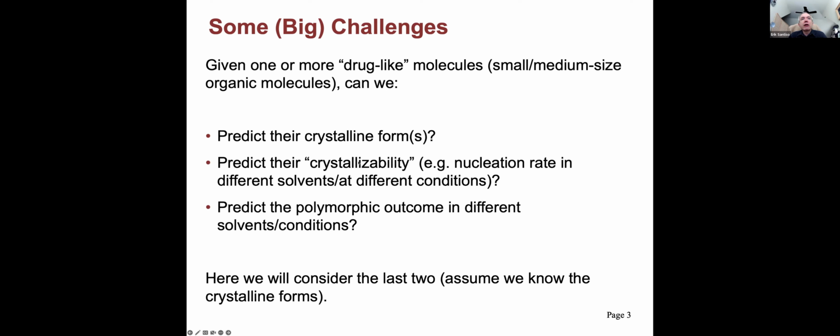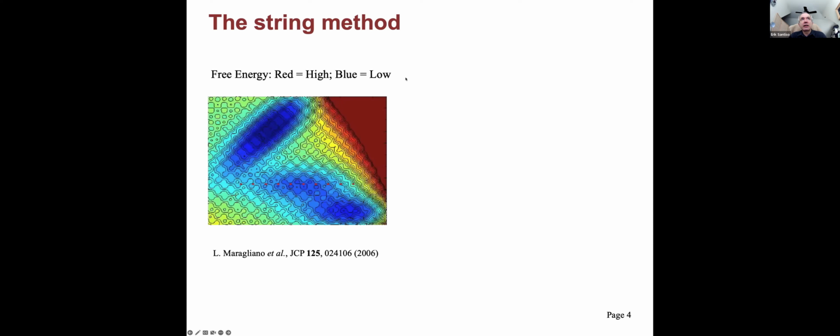So we're going to be talking about these two problems, and the method that we use to do this is the string method in collective variables, which you may have heard of. And the idea here is that we have some free energy surface, and we're trying to find what is the minimum free energy pathway connecting two stable basins. So this is kind of a cartoon that is taken from Erik Santiso's website.